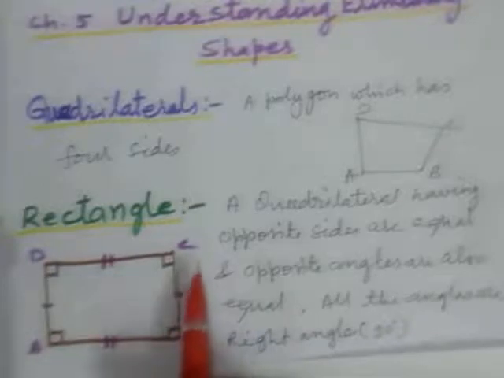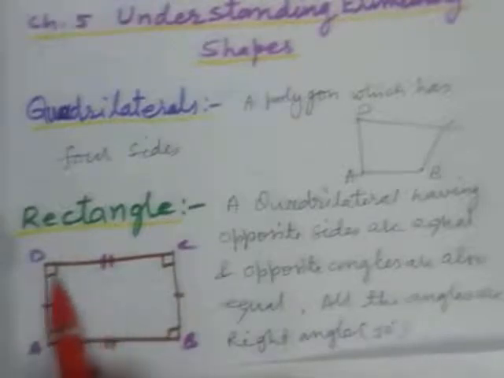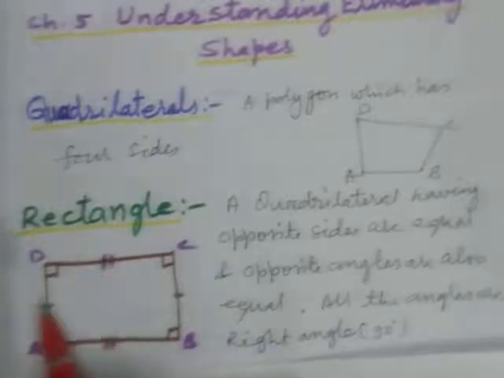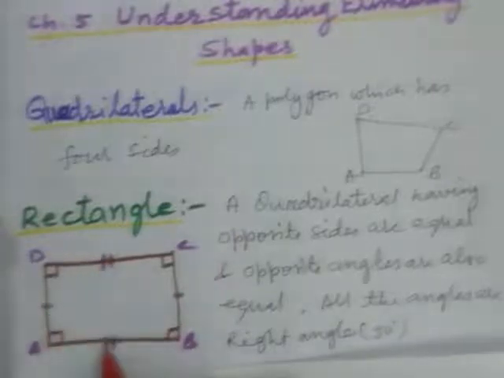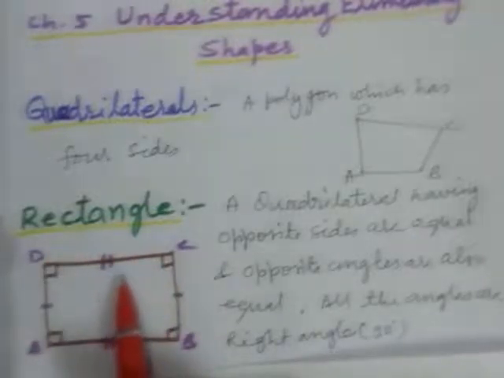What are the characteristics of a rectangle? The opposite sides are equal. Opposite angles are equal. All the angles are right angles. And the opposite sides are also parallel. So there are two sets of parallel lines, one set and this is the second set. So this type of quadrilateral is known as a rectangle.